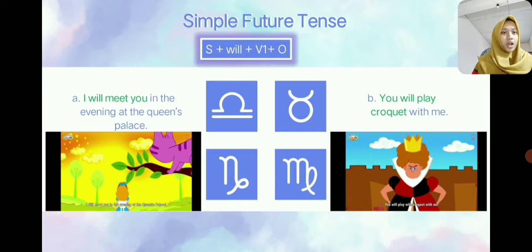Number 2, you will play croquet with me. You is subject, will play is will plus verb 1, croquet is object. The king says it to Alice because the situation will start in the future after the king starts the game. So, at that moment, the situation was not yet happening.